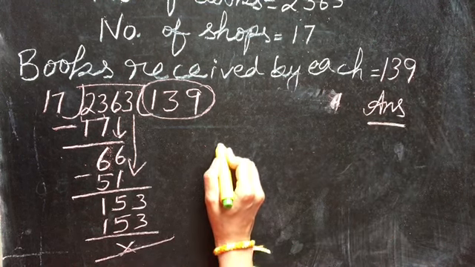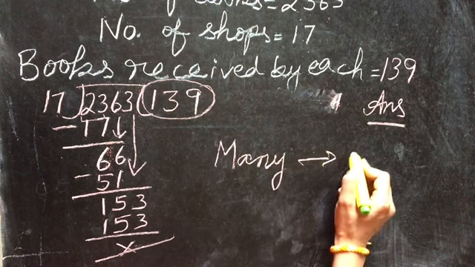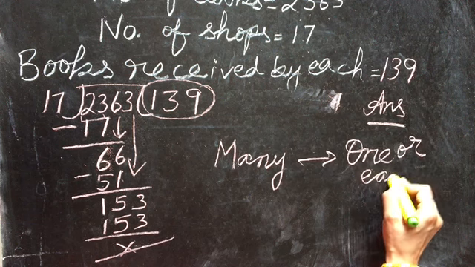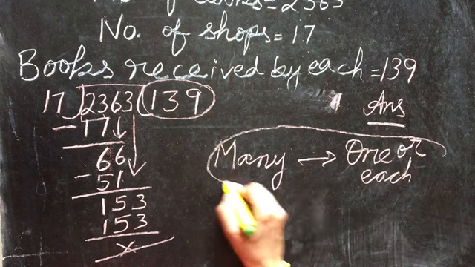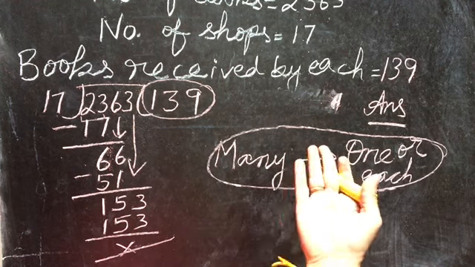So in all the questions, many are given and we will have to find out the one or each. So you read the question carefully and then decide whether it is a subtraction or multiplication or division, fine.